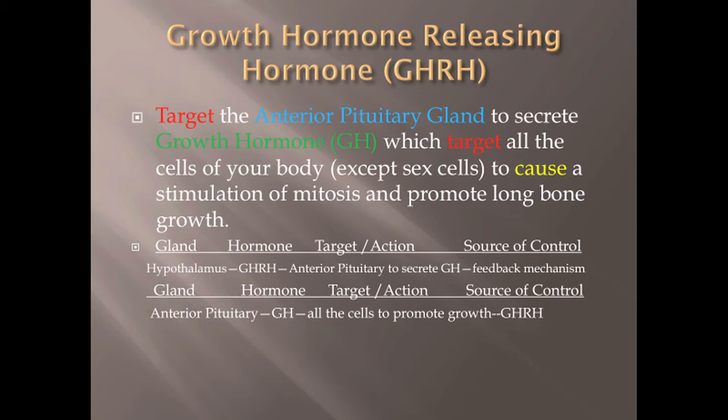And then below, for the anterior pituitary gland, it is growth hormone that it secretes, and the target is all the cells of the body to promote growth, and the source of control was the growth hormone releasing hormone.